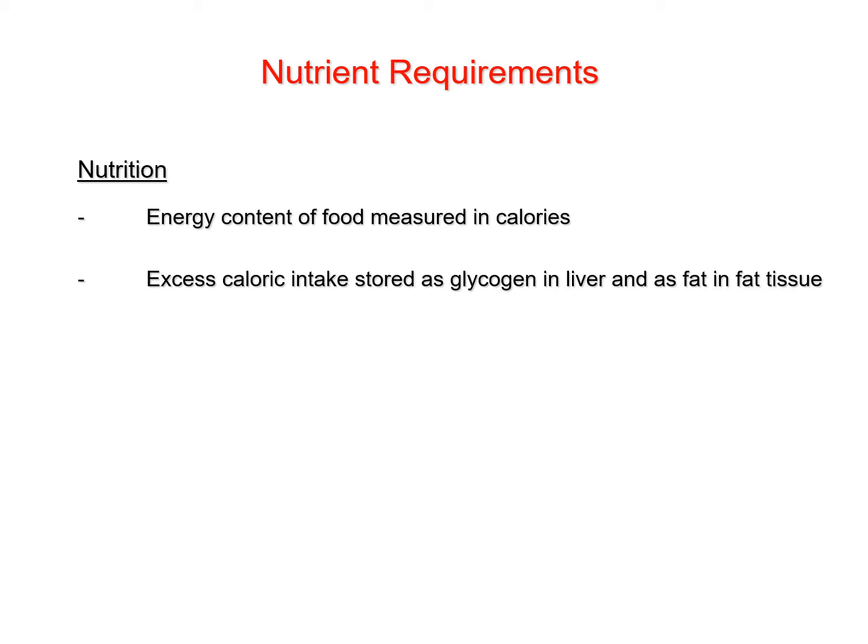So the nutrients can be assessed in terms of their energy content, and that's measured in calories. If we take in more calories than we need, it will be stored away as glycogen in the liver, and it's truly a storage form of nutrition in that it can be mobilized from the liver into the bloodstream. And we also will store excess caloric intake in the tissues as fat. And again, that's readily available. It can be mobilized.